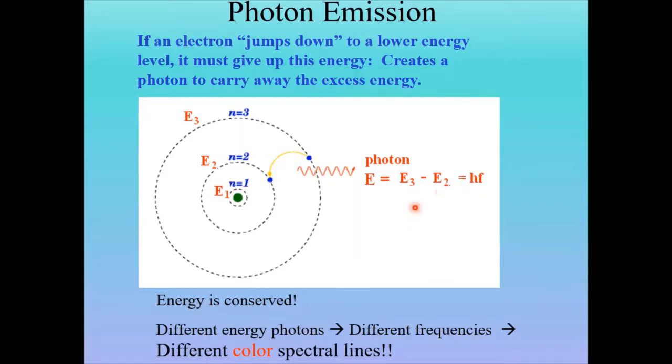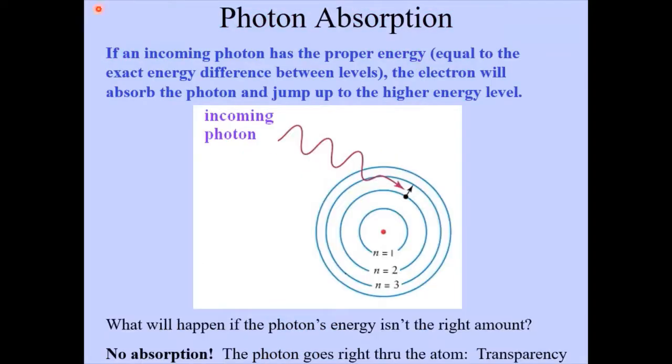Now, one thing about the different energy photons. Depending on the step here, that's going to determine the frequency of the photon, and the frequency of light determines the color of the light. So this is why we see different color spectral lines. For example, remember in the hydrogen we saw a red, a teal or greenish color, and a blue line. Those are due to the different jumps in energy as electrons jump back and forth between these energy levels.